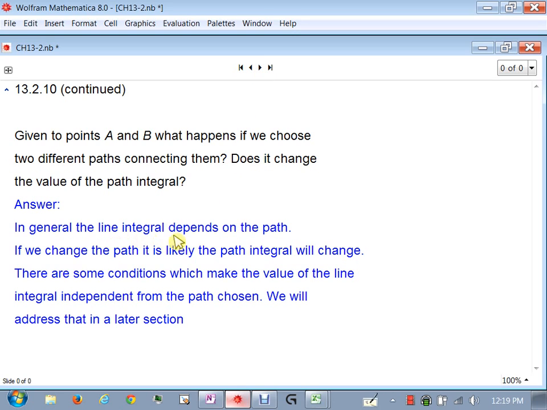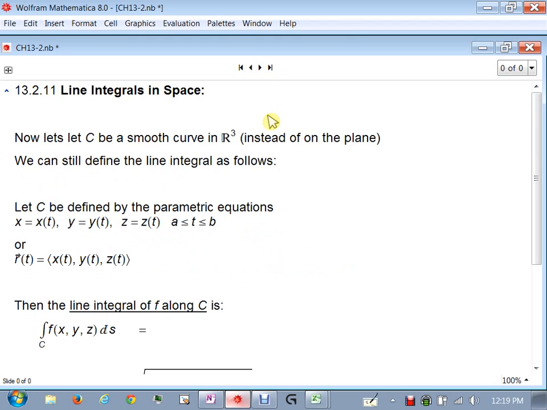So the answer, in general, is that the line integral depends on path. If we change the path, most likely the line integral will change. There are some conditions which make the value of the line integral independent of the path chosen. We'll address that later. All right.